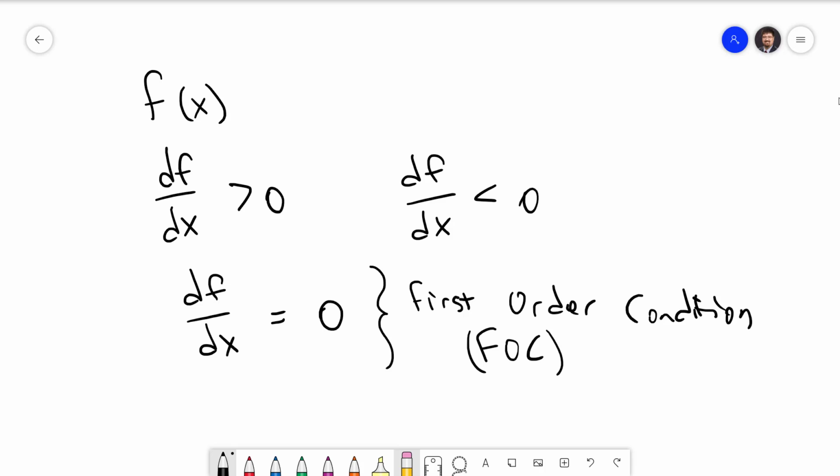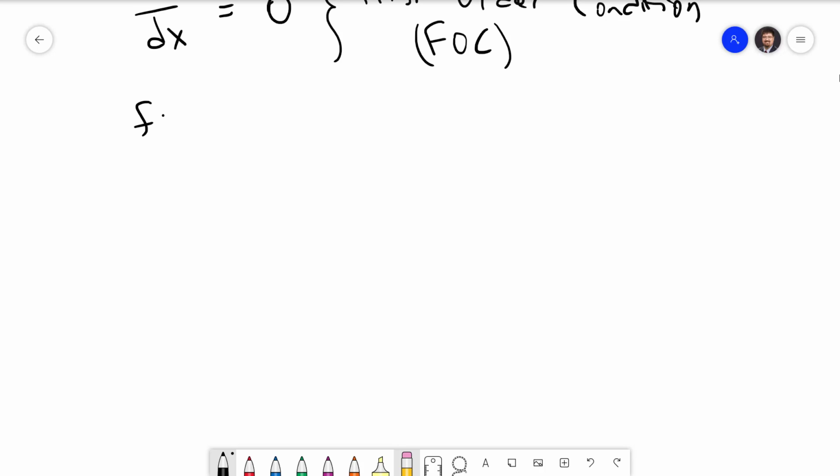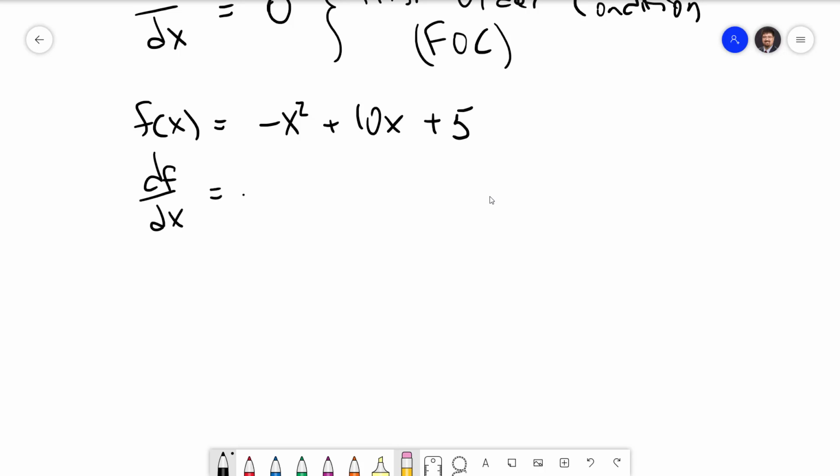Let's look at an example. Suppose we have an objective function f of x equals negative x squared plus 10x plus 5. If I take the derivative of this, we get df/dx equals negative 2x plus 10. The derivative of 5 is 0, so that just drops out. What I've just written is the first derivative. To get the first order condition, we set that derivative equal to 0.